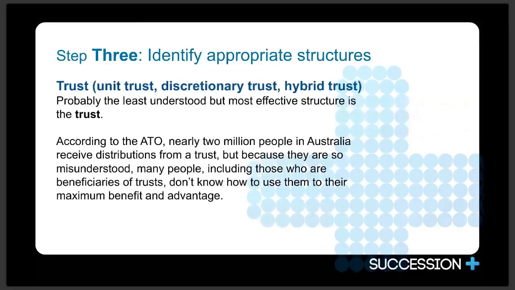Some other structures just to look at, and obviously, in my view, one of the least understood but probably the most effective structures is a trust. And it's a difficult structure because it's a little bit more complicated than a company or a partnership, etc. But it doesn't need to be massively confusing. It doesn't need to be massively complicated.